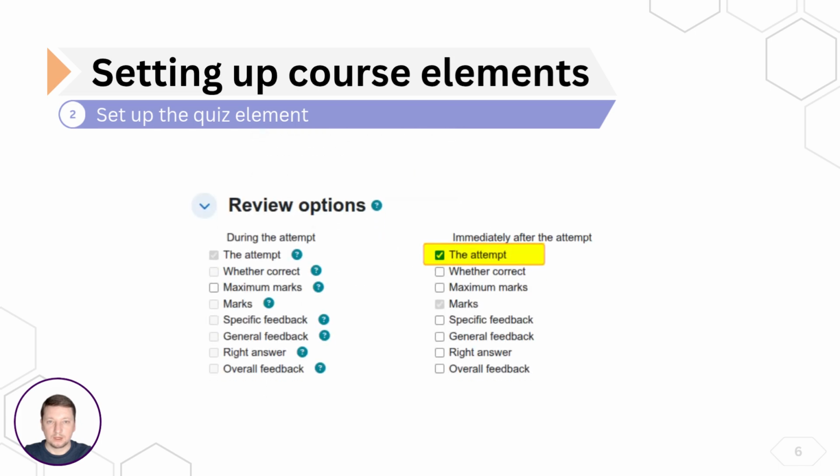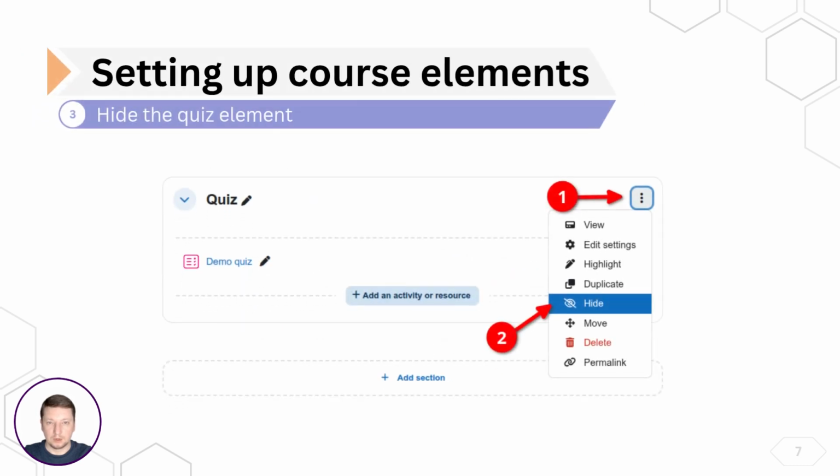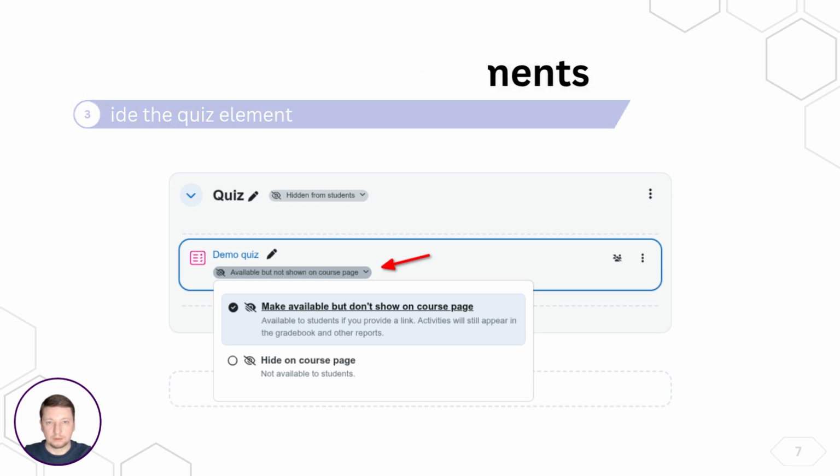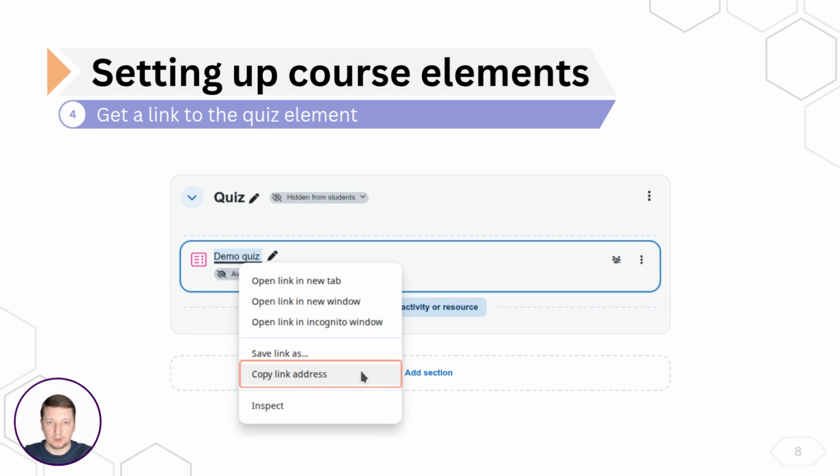You can set up the proctoring session to end automatically when the quiz is finished. To do so, enable the attempt option in the Review Options section. Hide the section containing the quiz as shown in the screenshot. It prevents participants from opening the quiz in any way other than via a proctoring session. Then, make the quiz available to students via a direct link that opens the quiz during a proctoring session. You should find the quiz element in the course, right-click on it, and select Copy Link Address. This link will be necessary when setting up the proctoring element.